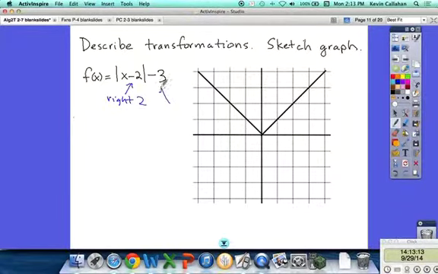Okay, what is the minus 3 afterwards doing? Down 3. Okay, so now let's draw our V, right? Our V is going to be the exact same shape. It's just going to be moved around by those two numbers. Right 2 would put it here. Down 3 will be here. And now draw yourself a V where the right side has a slope of 1 and the left side has a slope of -1.